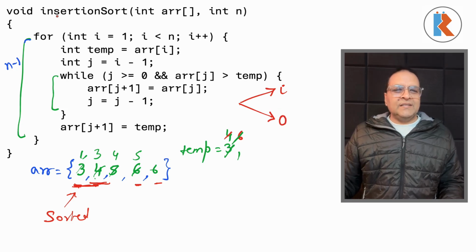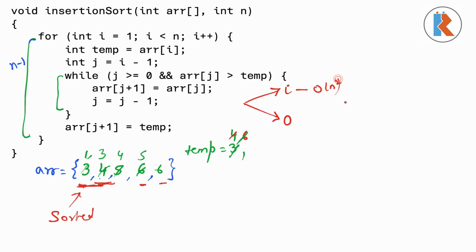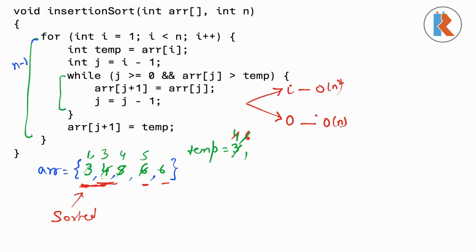So in the worst case, the time complexity of insertion sort can go up to n square, whereas in the best case, it will remain order of n, which is the time complexity of the outer for loop, because the inner while loop is not getting executed even once. This best case time complexity will come when the array is already sorted.